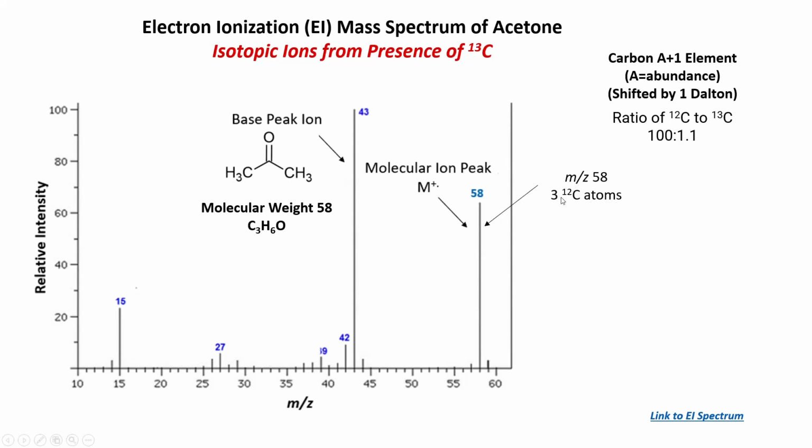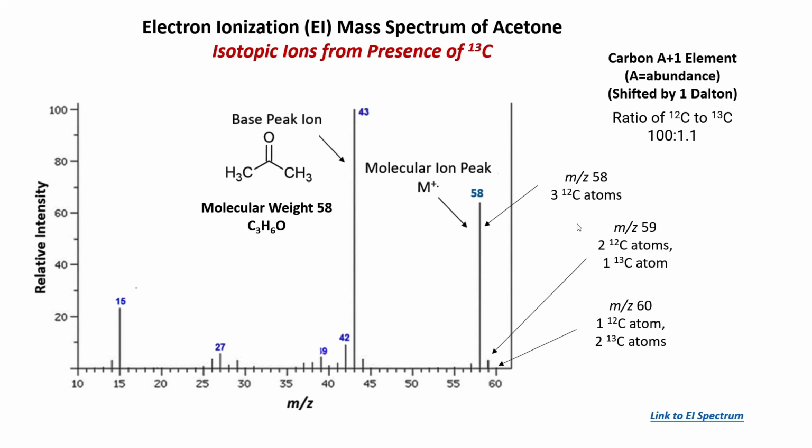The first one is the molecular ion, which was acetone, where all its carbons are carbon-12. The 59 would be with 2 carbon-12 atoms with 1 C13 atom. And the very small ion, showing the probability of having two C13s in one molecule, is relatively small. We'd have 1 carbon-12 atom and 2 C13 atoms.